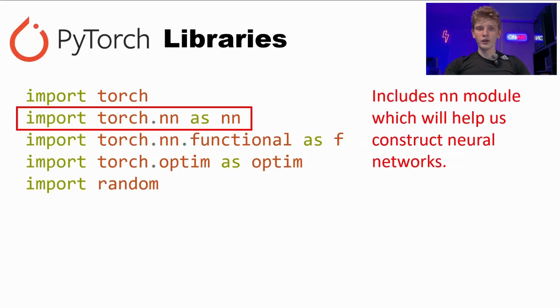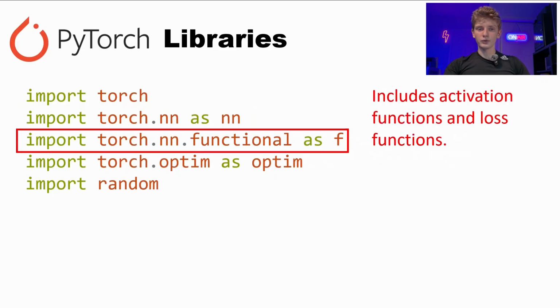So we use the name nn to refer to torch.nn, which refers to the nn.Module of the PyTorch library. And this is what we use to actually build our neural networks. nn, as you might have guessed, stands for neural network. We use F to refer to torch.nn.functional, and this will be used to refer to all our nonlinear activation functions and loss functions.